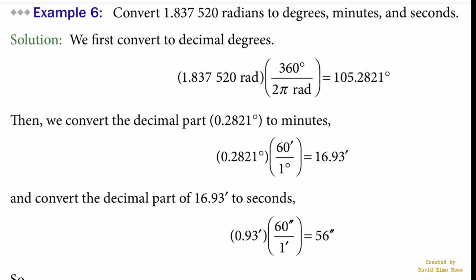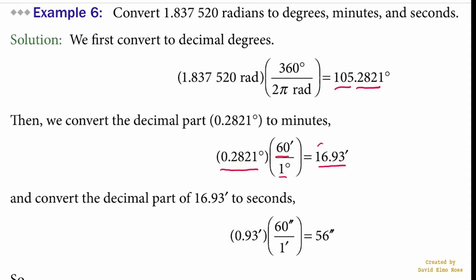Let's convert 1.837520 radians to degrees, minutes, and seconds. First thing we have to do is take that number of radians and multiply it by 360 over 2 pi radians to get 105.2821 degrees. Now we're going to leave the degrees alone and just take a look at the fractional part here, because as we know, a minute is a fraction of a degree. So 0.2821 degrees times 60 minutes per degree gives us 16.93 minutes.